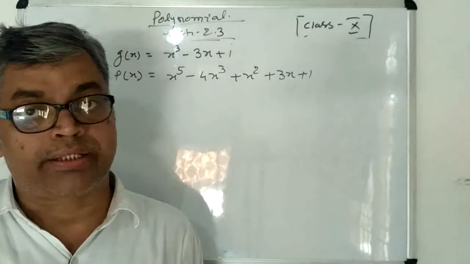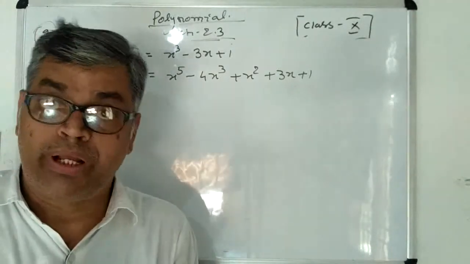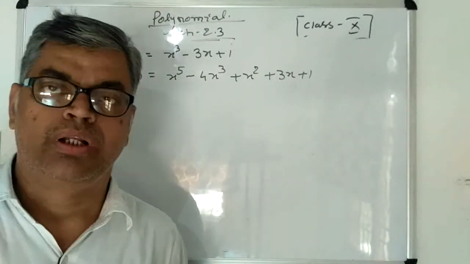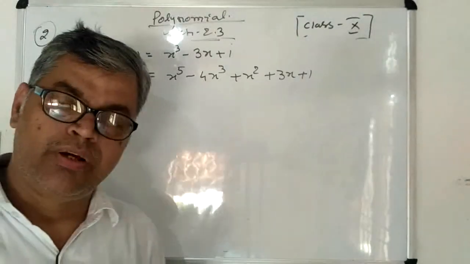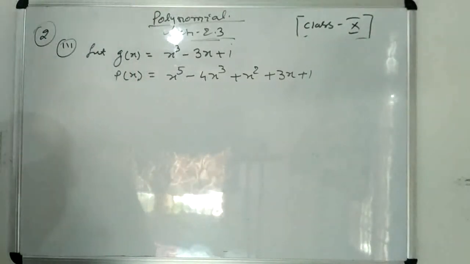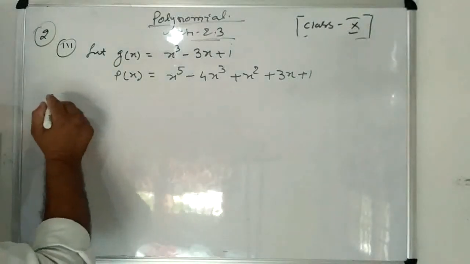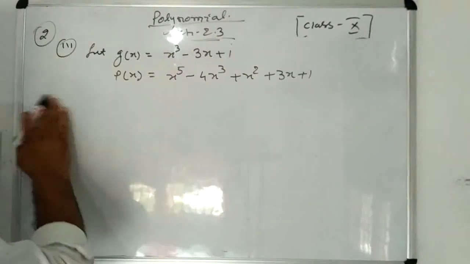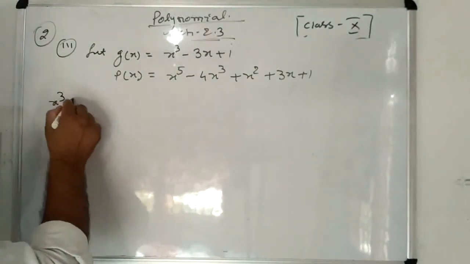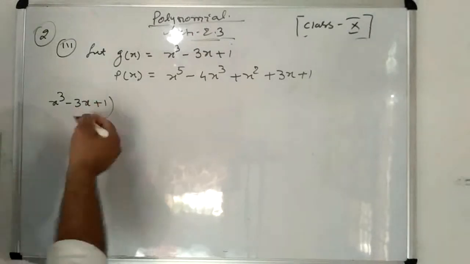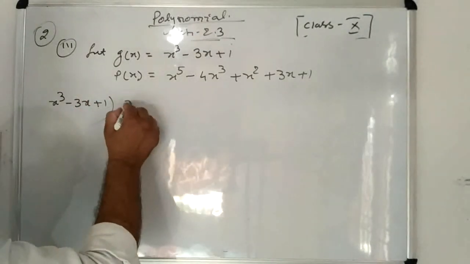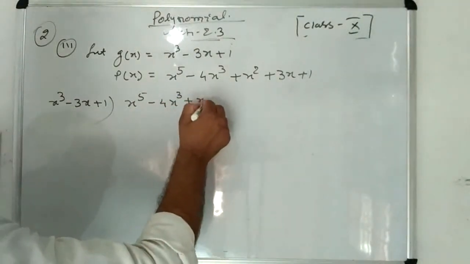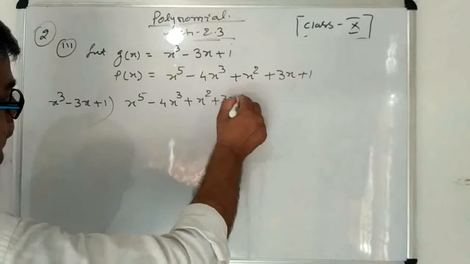So g(x) will be a factor of p(x) only if, when we divide p(x) by g(x), the remainder becomes 0. Then we say that g(x) is a factor of p(x). So let's do the division. Here g(x), x cube minus 3x plus 1, is your divisor, and you have to divide p(x), so x to the power 5 minus 4x cube plus x square plus 3x plus 1.